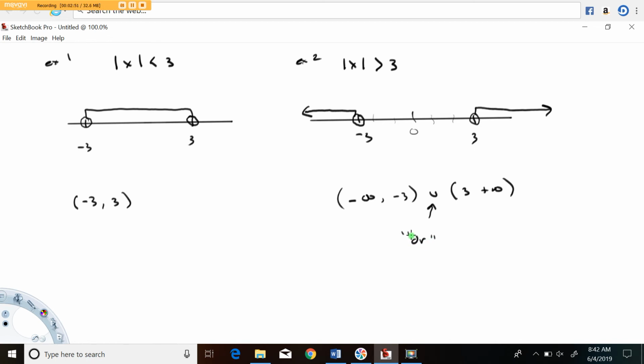So the solution written in interval notation is the set from negative infinity to negative 3, not including the negative 3, or the set from 3 to plus infinity. And that's how these things are typically solved.